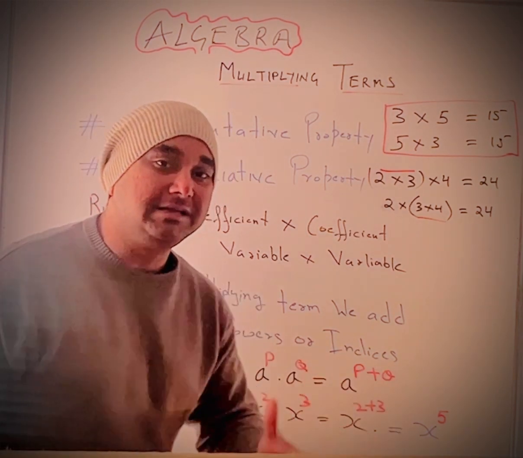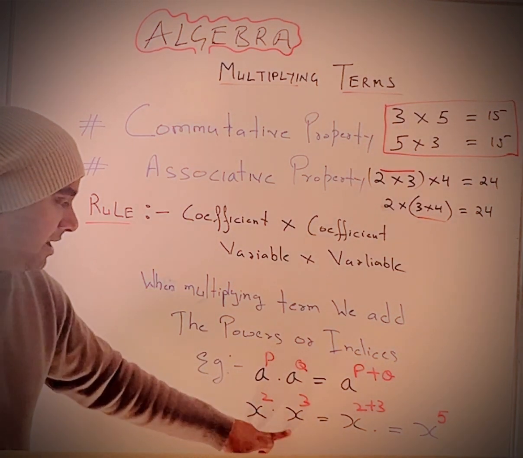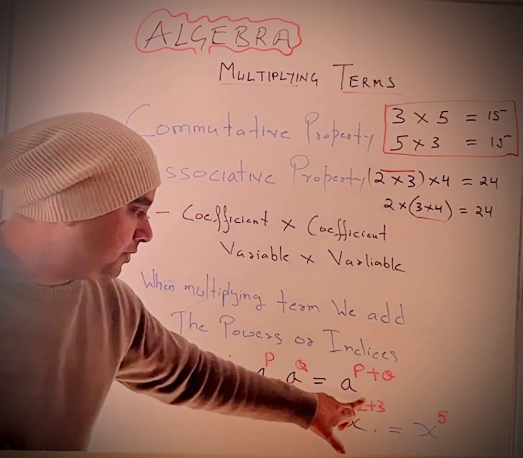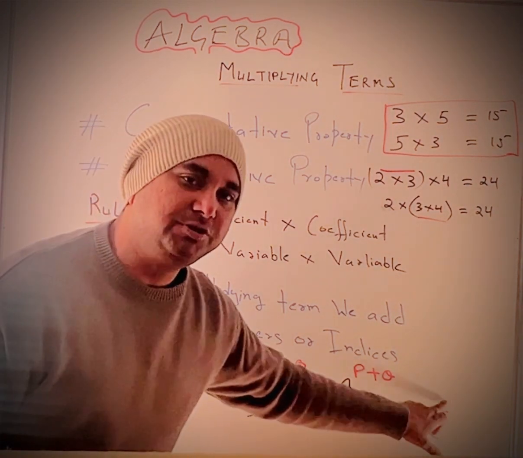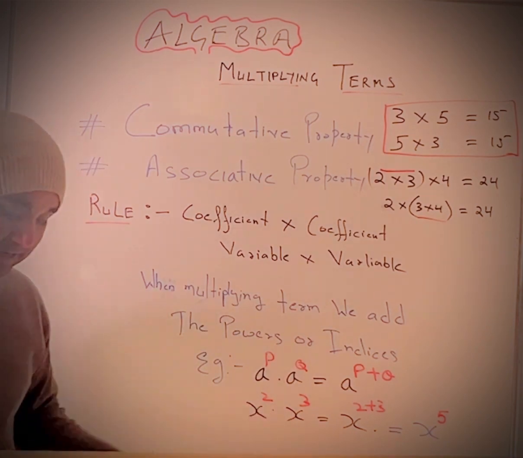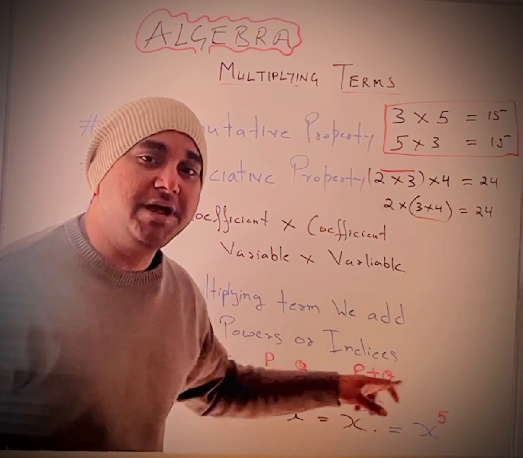Now let's say as an example, x squared multiplied by x cubed. That means x to the power 2 plus 3. That will give us x to the power 5. Now see, it has to be the same x. If they are not the same, you cannot do this operation in that case.